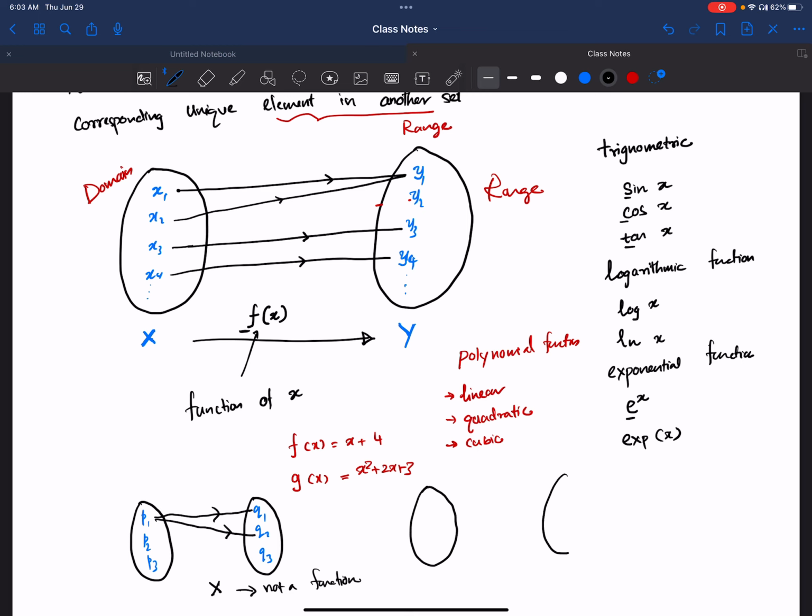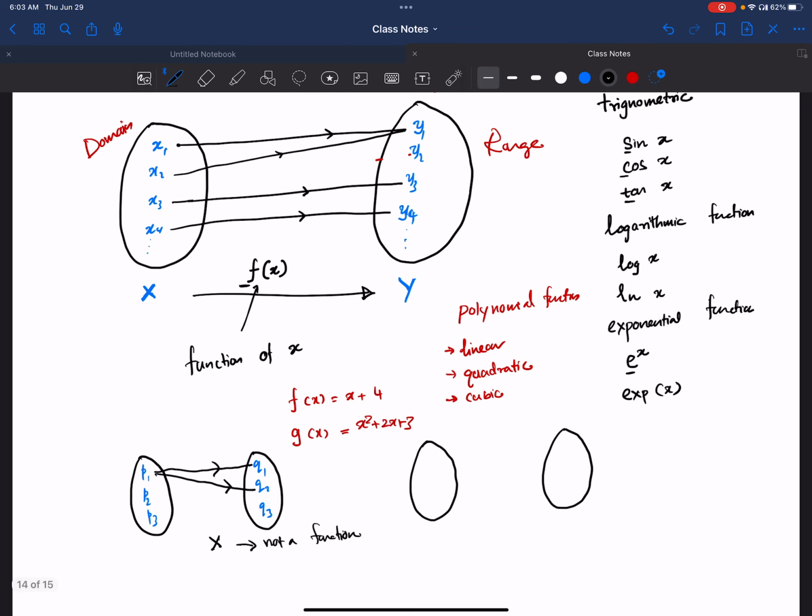Now let's say you have R1. Hold on, let's use another color. We have R1, R2, R3, S1, S2, S3. So you can map this to R1, and R2 can also map to S2, right? And that can map to this. So this is a function.